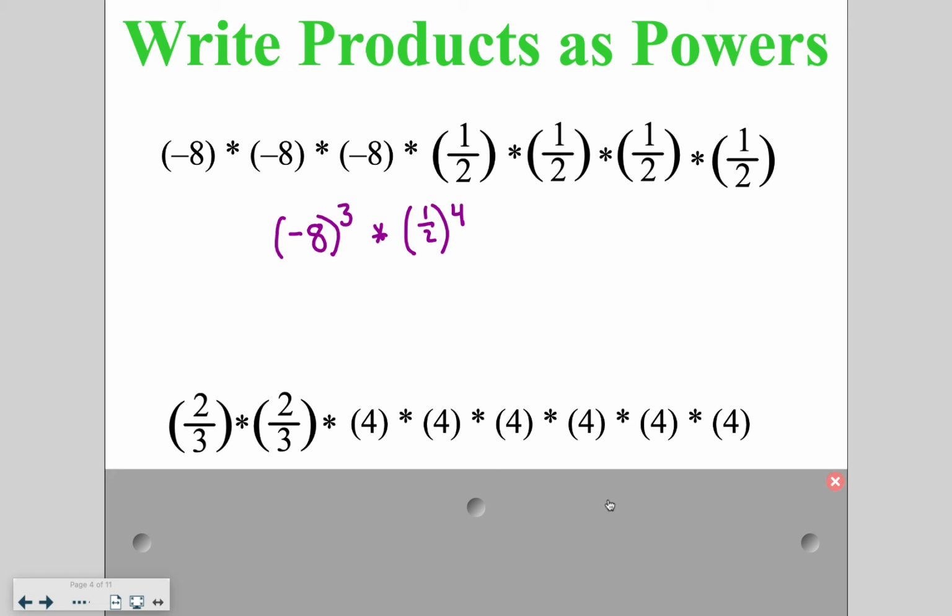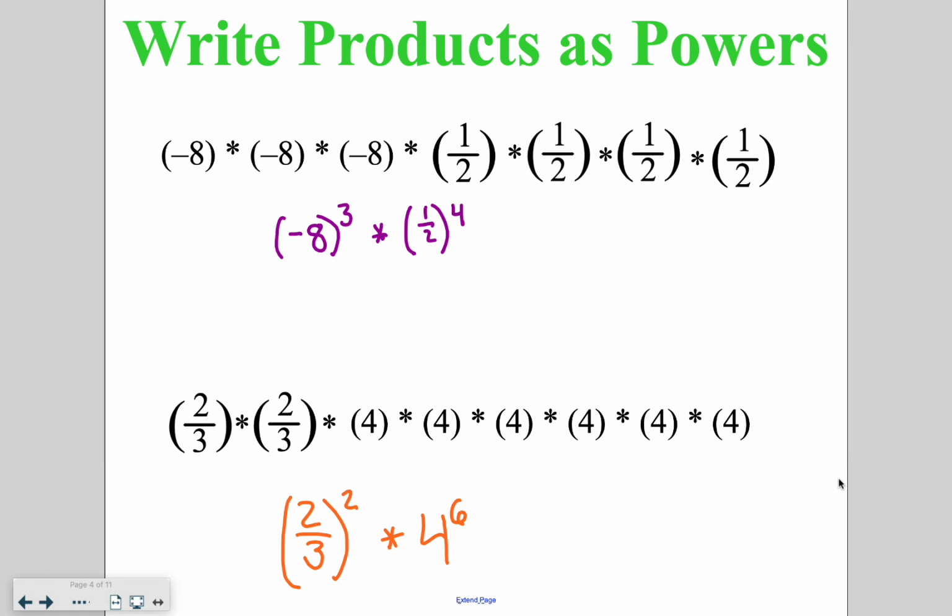Go ahead and try this bottom example on your own. So we have 2/3 to the second power times 4 to the sixth power, because there are 2 2/3 pieces and 6 number 4s that are being multiplied.